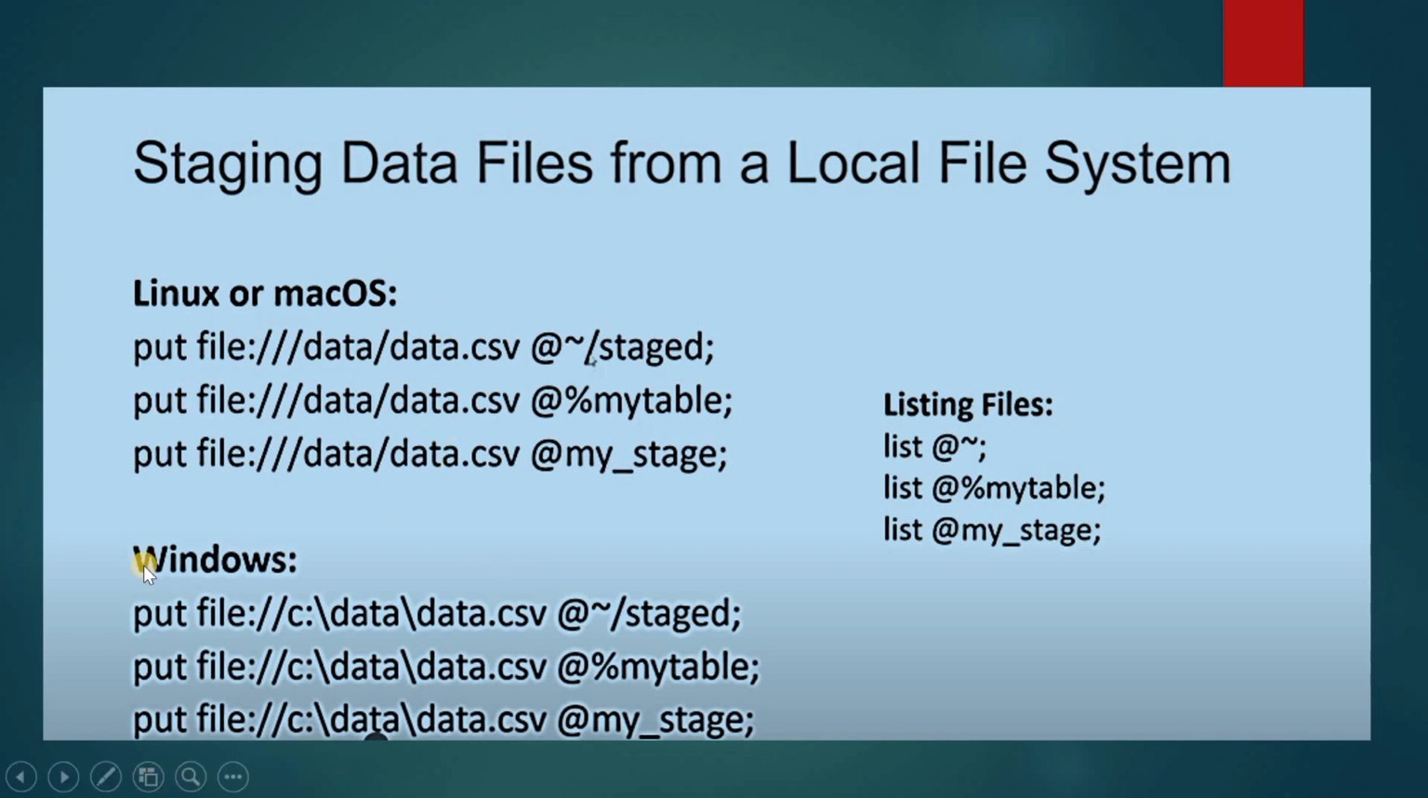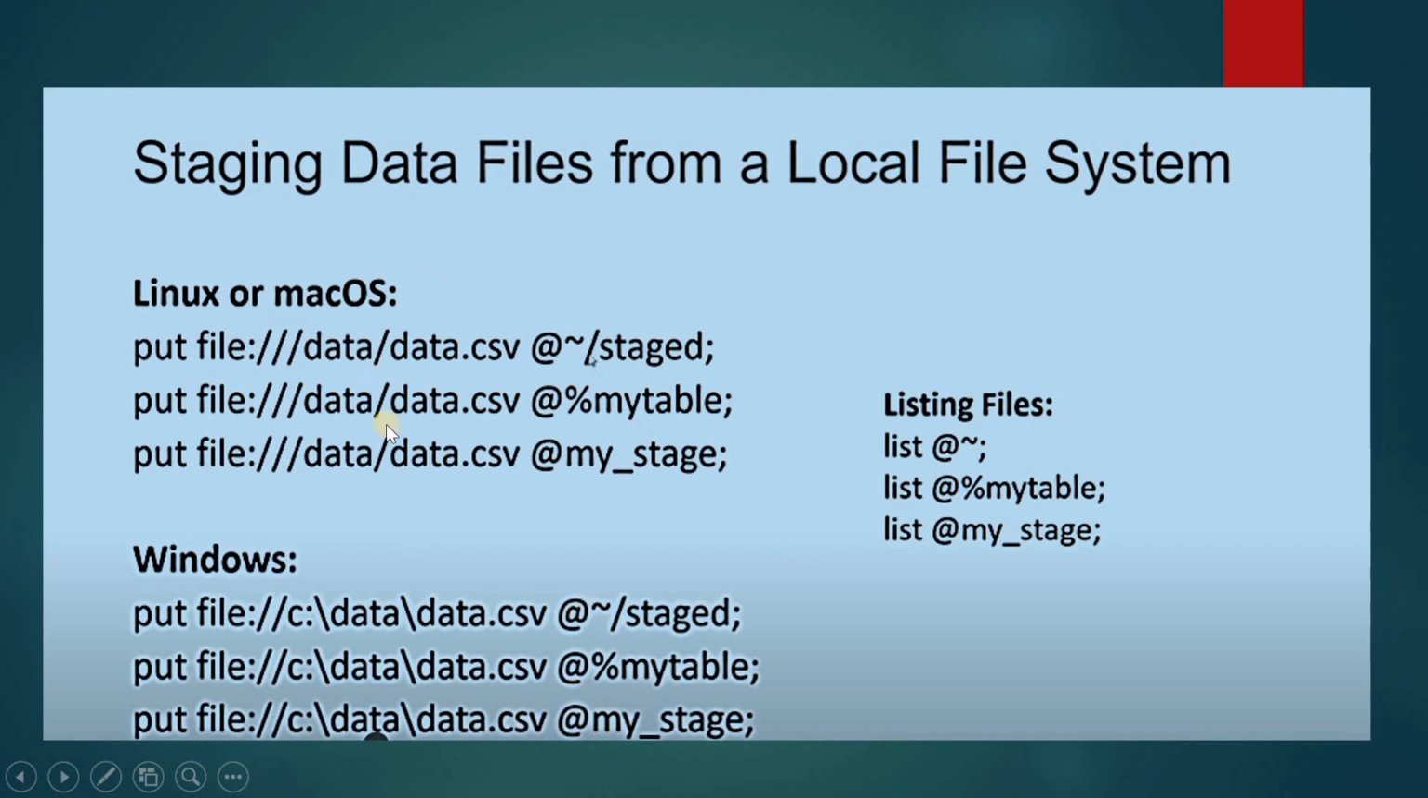And if you are a Windows user, you can use this. The only difference is that in Windows we use double forward slashes, and in Linux or Mac OS we use three forward slashes, and all the rest is the same. Here we are uploading the data.csv to the user stage, here into the table stage, and here into the named stage, where the stage name is my stage. You have to just recognize these symbols: this is for user, this is for table, and this is for named stage.